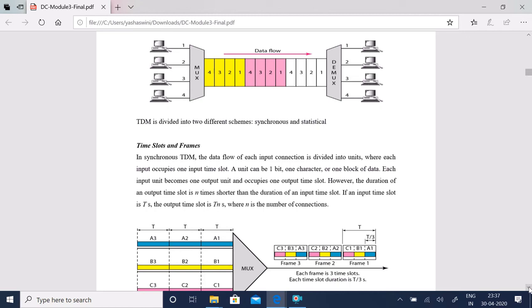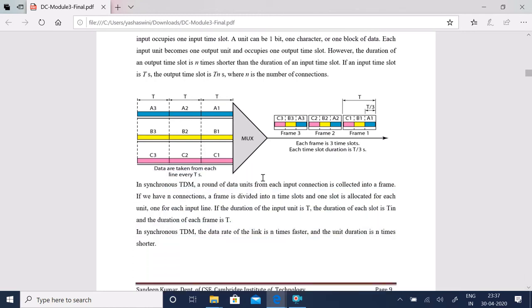To understand more about this, consider this example where data are taken from each channel with the time slots A1, A2, A3, B1, B2, B3, C1, C2, C3. When it is passed to a multiplexer, C3, B3, A3 is transmitted as frame 3, C2, B2, A2 is transmitted as frame 2. Similarly, C1, B1, A1 is transmitted as frame 1 with the time T. So what is the time slot for an individual channel? The time slot would be T by 3 because there are 3 channels.